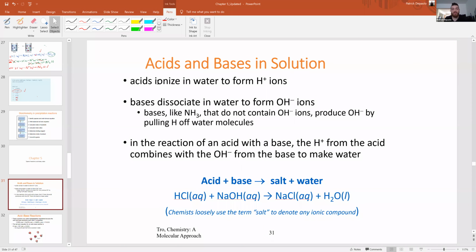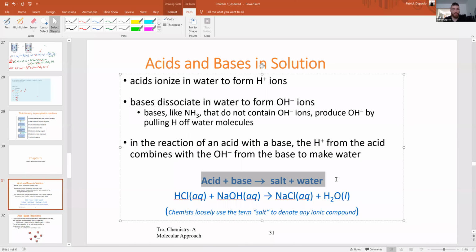That's also why water has a pH of 7. It's exactly neutral because it has one part acidic component, H+, and one part basic component, which is the OH-. Every single time an acid and base react, you get a salt and water. The salt doesn't have to be NaCl, it could be a different type, and always water. We went over that already.